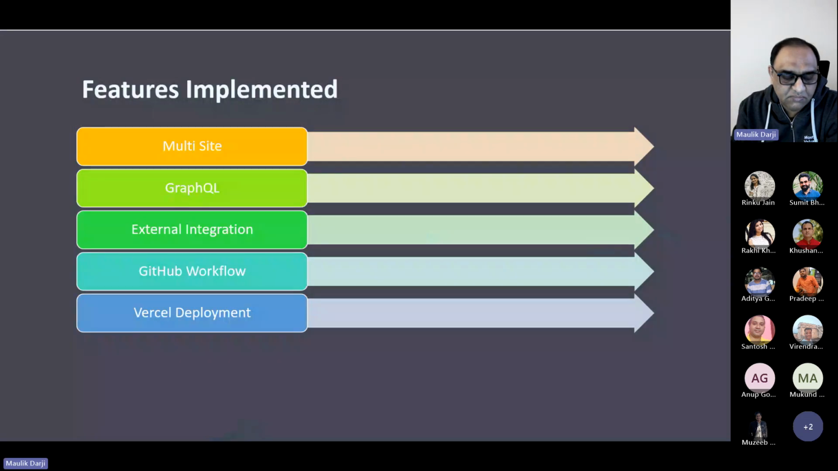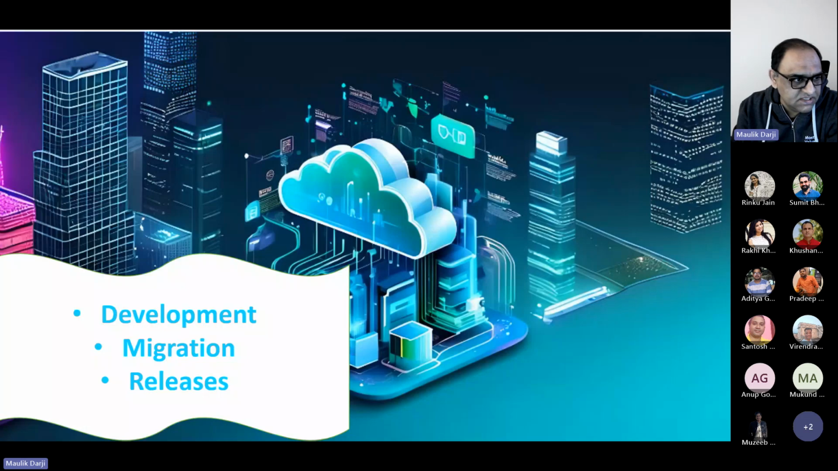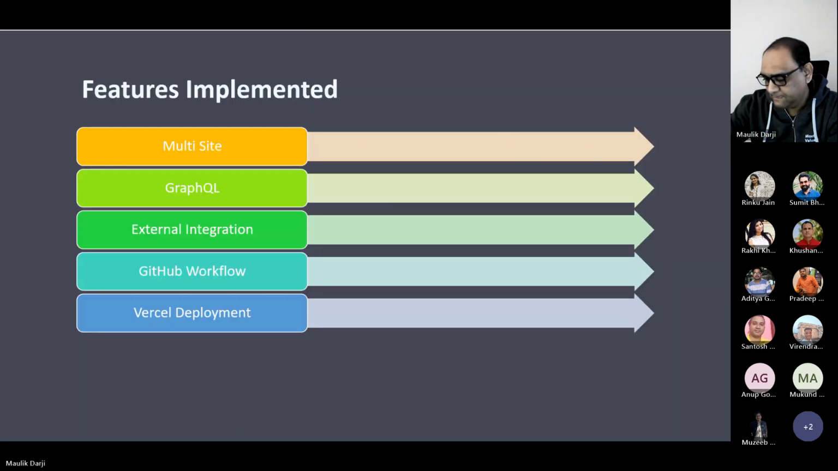How we handle the development, migration, and releases. First of all, we had multi-site. So we use the multi-site setup when you are creating a JSS website, JSS app on your local. When you are running the commands, you can specify that you want a multi-site enabled app. Then it will give you some more features, some more modules as well for multi-site.